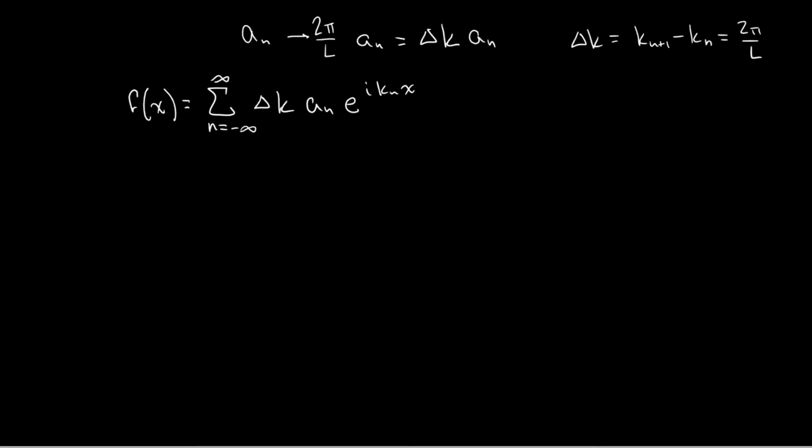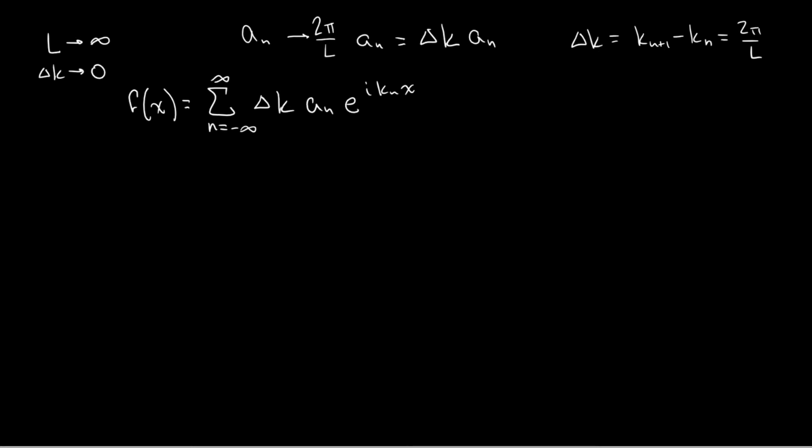So now, to get back to our infinite string, so our string which doesn't necessarily have to be periodic, don't have to fix any endpoints, what I can do is I can just take L to infinity, which of course is the same thing as taking delta k to 0. So when I do this, this sum here is going to become an integral.